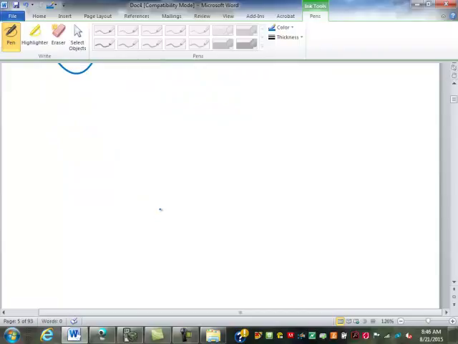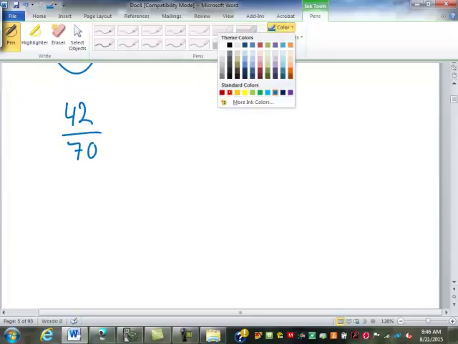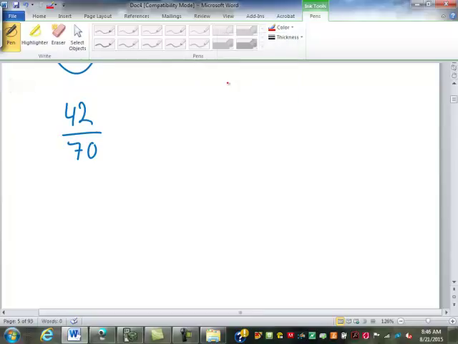For example, we might have 42 over 70. Looking at that, of course, it's easy to see that they can both be divided by 2, because they're both even. 21 over 35. Now, somebody said this the first time, but now that they're smaller, it's easier to see that they can both be divided by 7. 2/5.